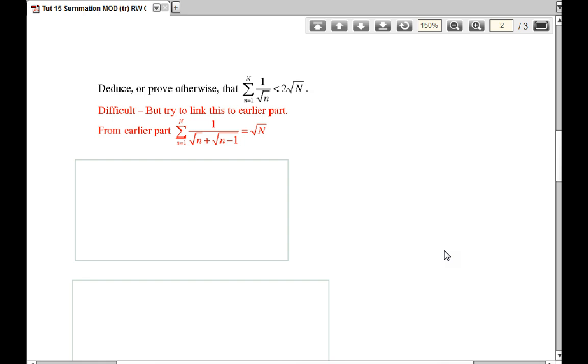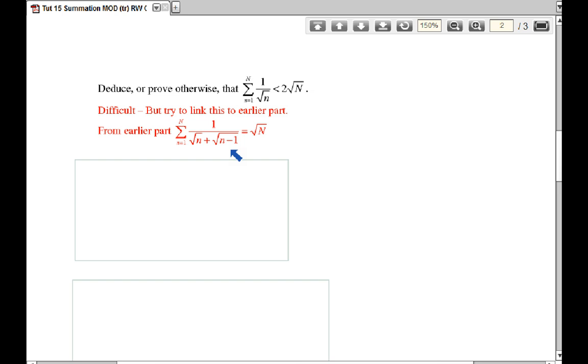Okay. This is difficult. Why do I say it's difficult? Because look, you want to deduce or prove otherwise, that you see you have an inequality. From earlier part, you have an equation. Now you want to prove an inequality. And furthermore, you see here, within the summation here, there is only 1 over root n. But earlier, you have this thing, 1 over square root n plus root n minus 1. So there are many things that are different. So that's where it's tricky.